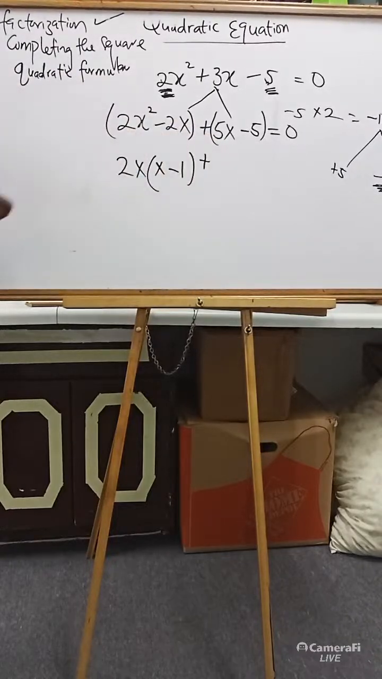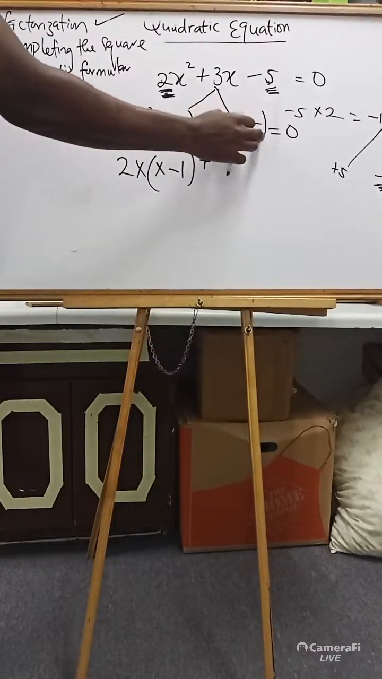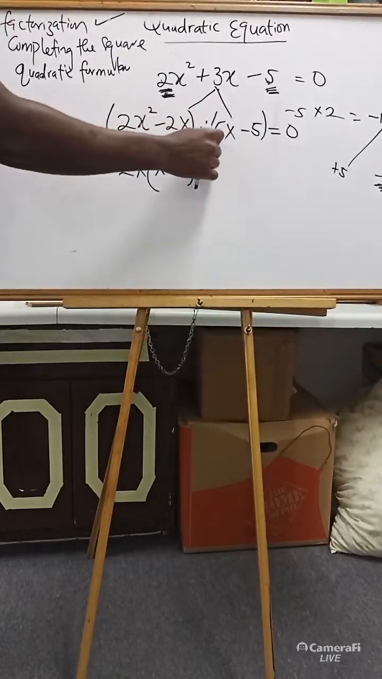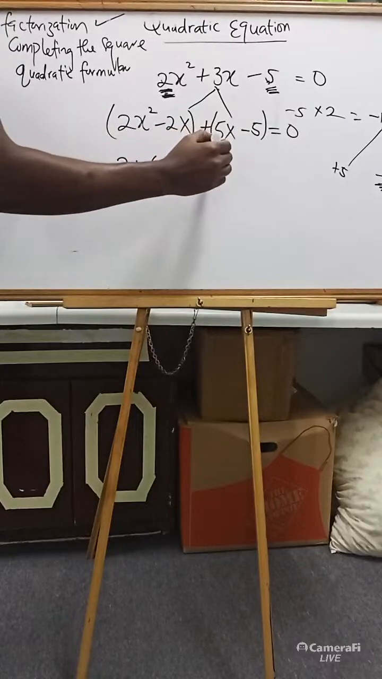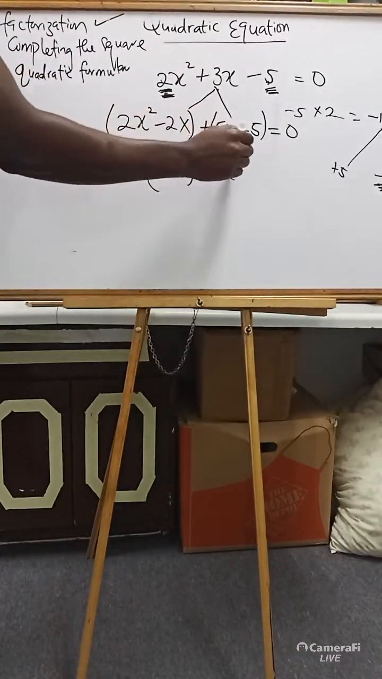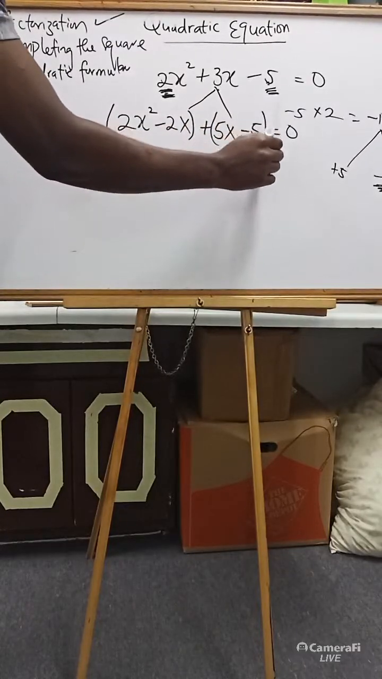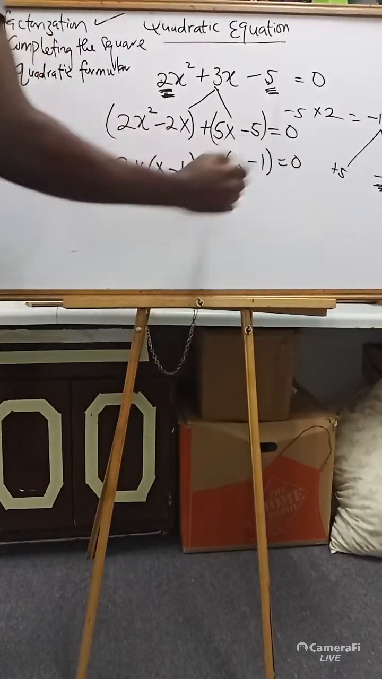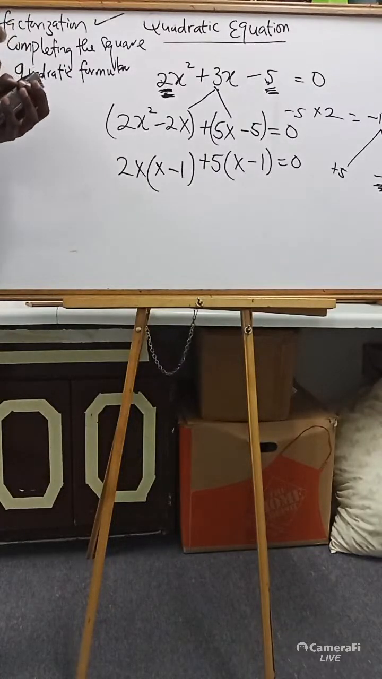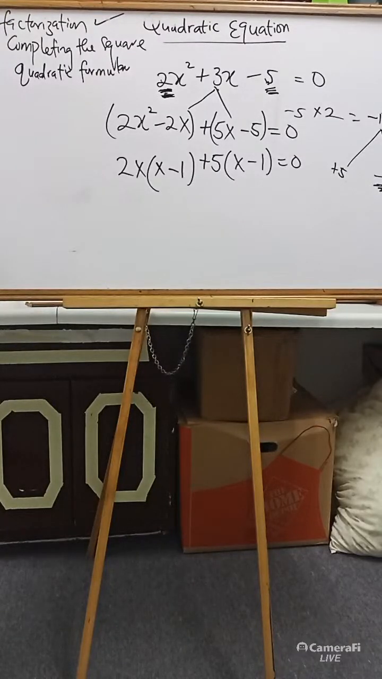Plus, let's look at this. What is common between 5x and 5? You will agree with me that 5 is common to both. So taking out the 5, I'm left with x minus 1 equals 0. Don't forget, we are working on factorization. Factorization is that any common terms or values, just bring them out. That's what we intend to do.